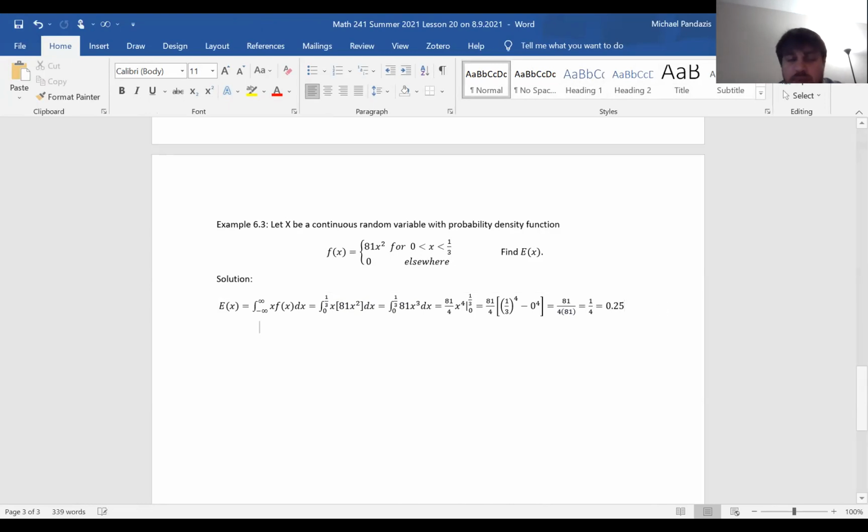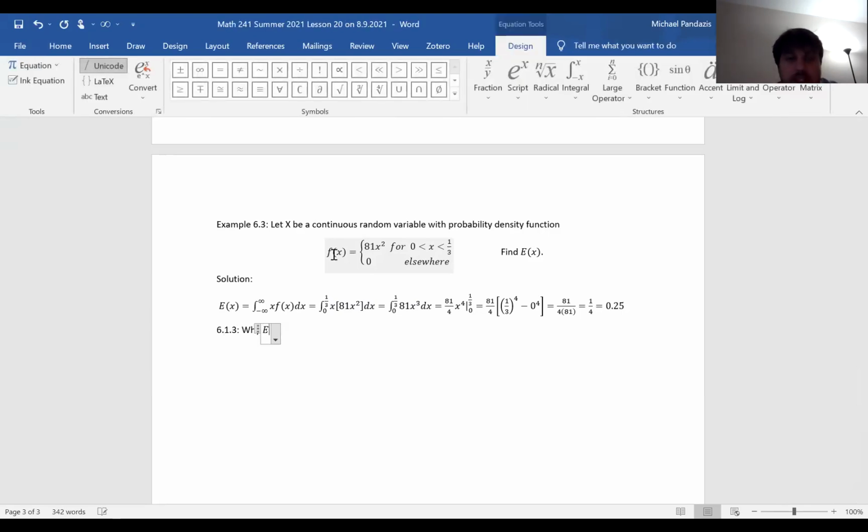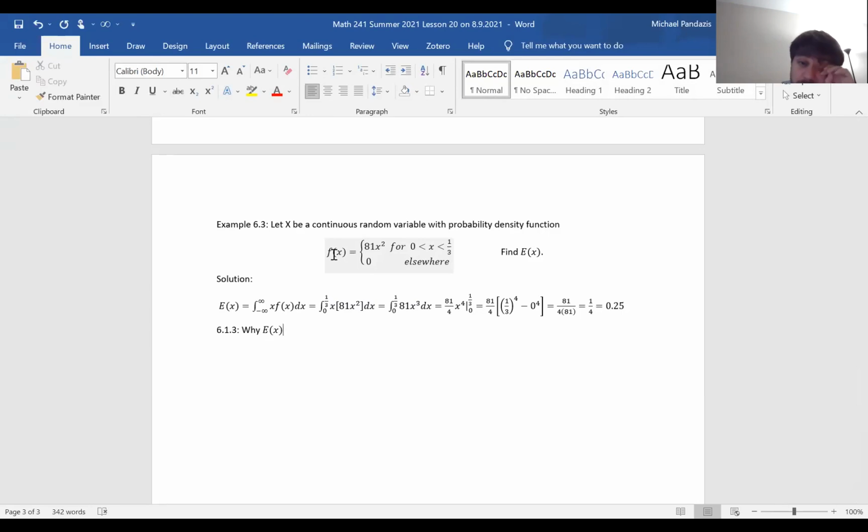Okay, so there's an example of calculating the E of x for a discrete random variable, and this one for a continuous random variable. This is 6.1.3. Why E of x? E of x is called the mean of capital X.